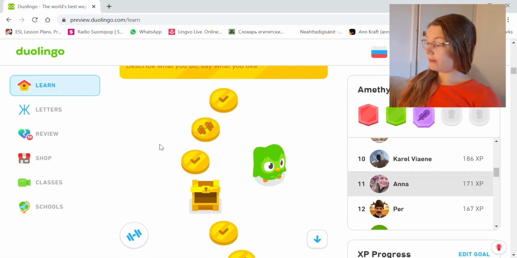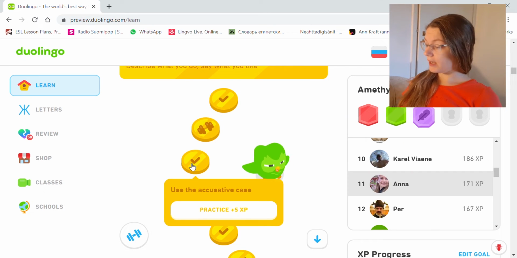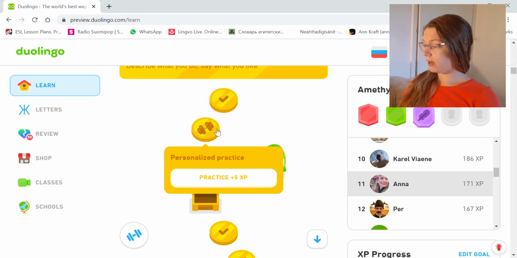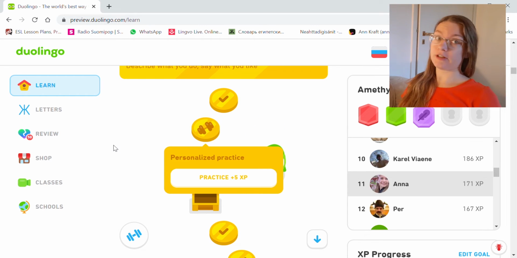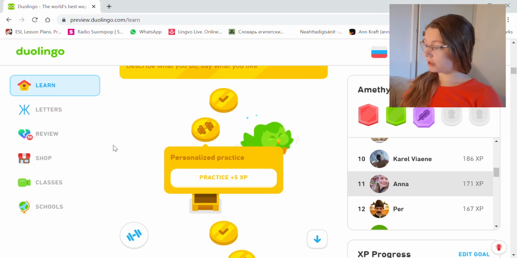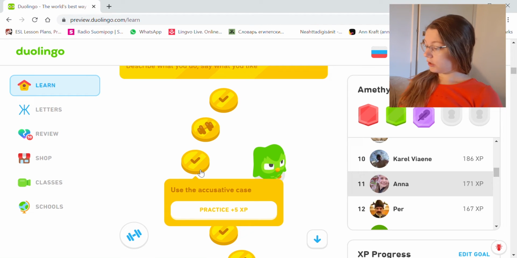So, Unit 7, Lesson 2. I skip this one because it's personalized practice and it's just the revision of all that I have done. So, Lesson 2, use the accusative case.